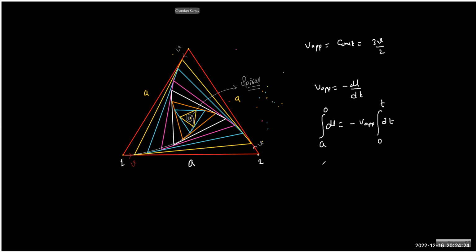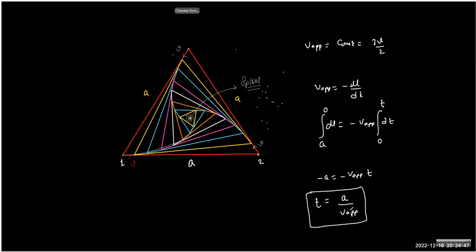So the answer turns out to be how much? If you integrate, you will get minus A equals minus V approach into T. Minus is cancelled. So you get T equals the initial separation upon V approach. And this is always true if V approach is constant. Don't apply it for those cases in which V approach becomes some function.